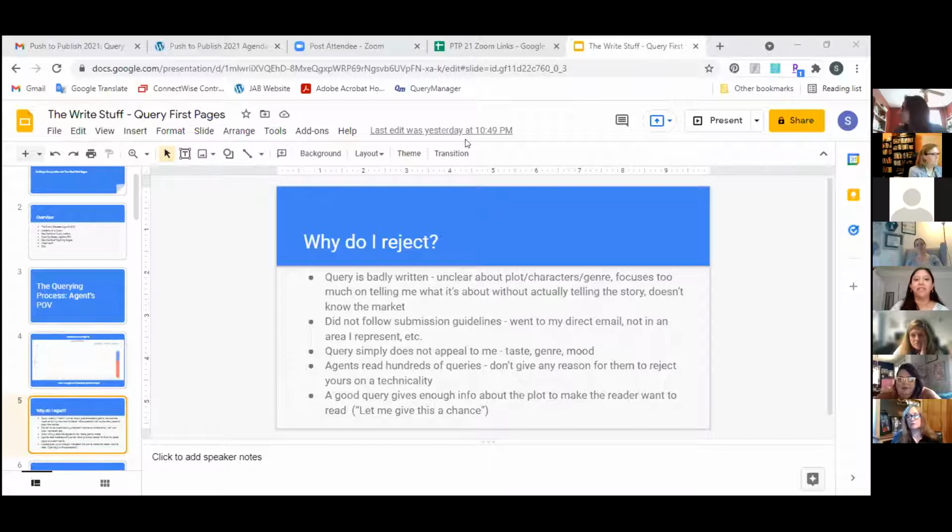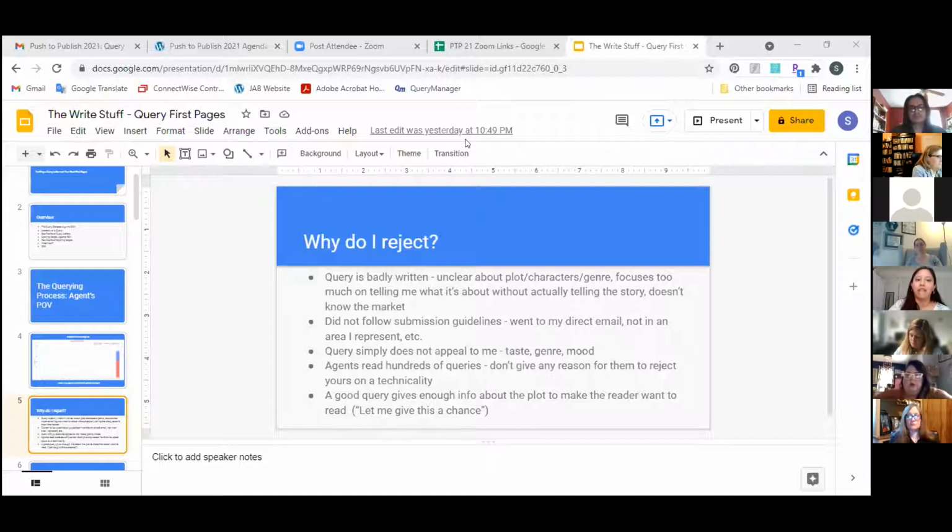So from those three reasons I gave you, one of them was very subjective, it was just about my taste, my genre, my mood. No one here is a mind reader, at least I hope not. So that part is out of your control. But the first two things, making sure your query is well written and making sure you're following the agent's submission guidelines, those are things that are in your control. And you should not give an agent any reason to discount you on a technicality.